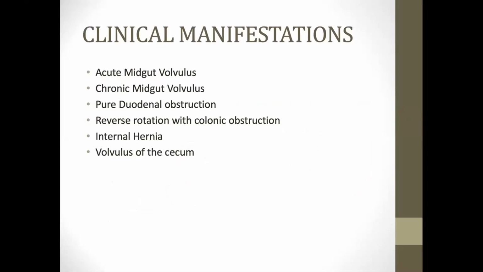Clinical manifestation: acute midgut volvulus. This is the most acute, most dangerous and most well-known presentation. Chronic midgut volvulus, if the volvulus is incomplete, on and off. Pure duodenal obstruction without volvulus. Reverse rotation with colonic obstruction: if reverse rotation of the bowel happens clockwise, it will compress the transverse colon and make an acute or subacute transverse colon obstruction, by compressing the mid transverse colon between the duodenum and the superior mesenteric vessels. Internal hernia, we talked about it, and volvulus of the cecum.